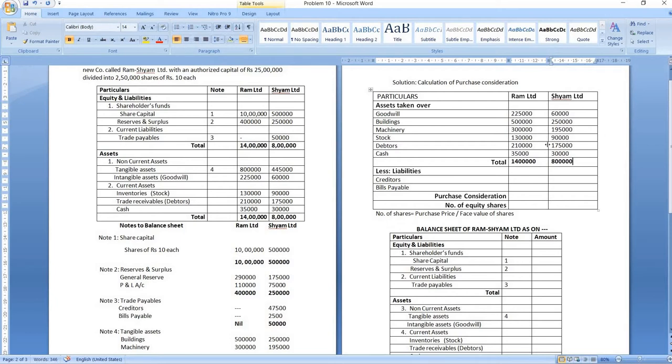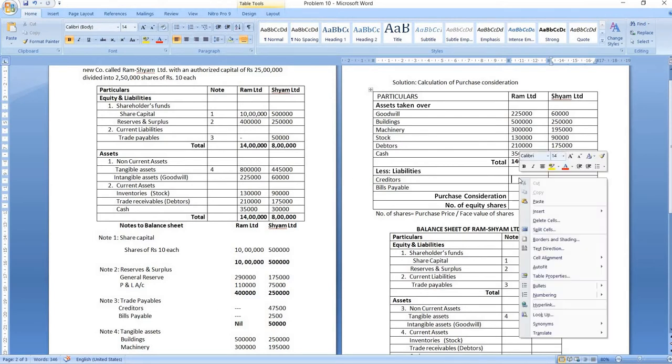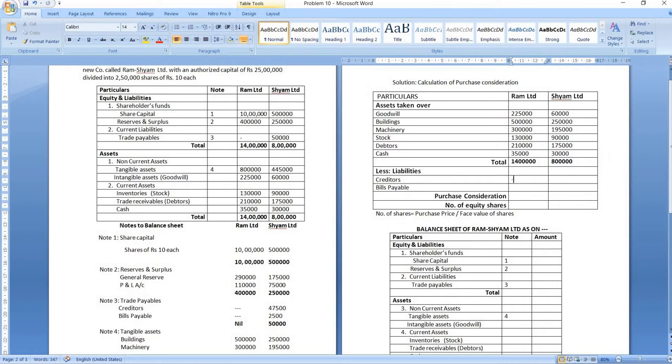From these assets, we have to deduct outside liabilities. Now, outside liabilities are trade payables, which are given only for Shyam Limited. So, first we will take creditors. For Ram Limited, just put a dash, and here we will take 47,500. Similarly, bills payable is 2,500. Ram Limited dash, and for Shyam Limited 2,500.